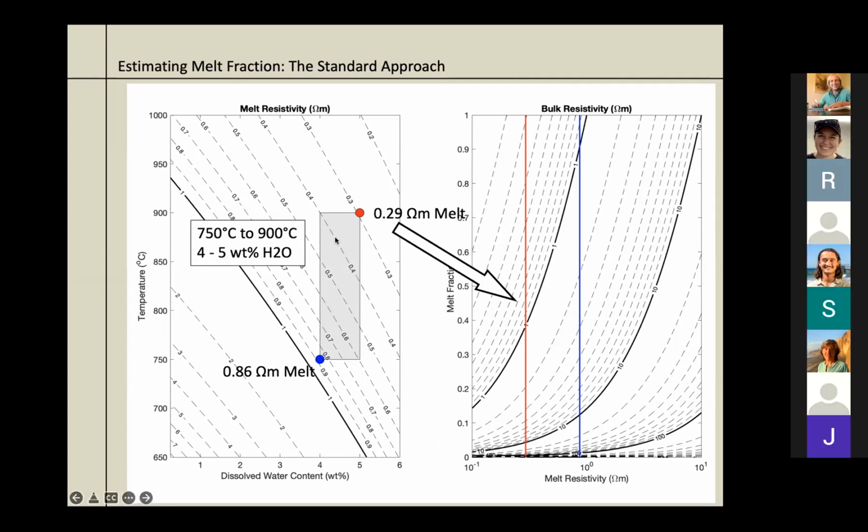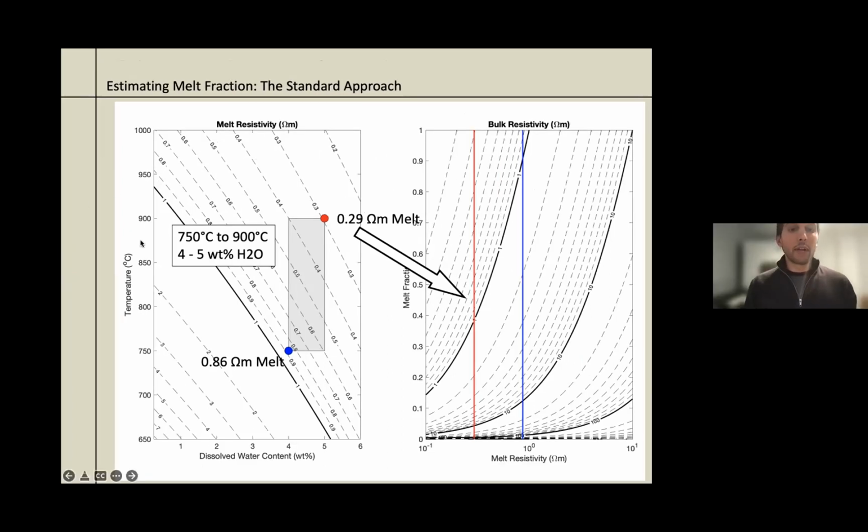Let's say you have a magma reservoir where you have some ballpark temperature estimate of 750 to 900 degrees Celsius. You might know that from petrological studies, or based on thermal gradients or something like that. You also know that the magma reservoir might be 4 to 5 weight percent water. From that, you can calculate the lower bound and the upper bound on the melt resistivity, and then plot those on the mixing relation graph as the red lines and the blue lines, corresponding to those same resistivity values on the x-axis.